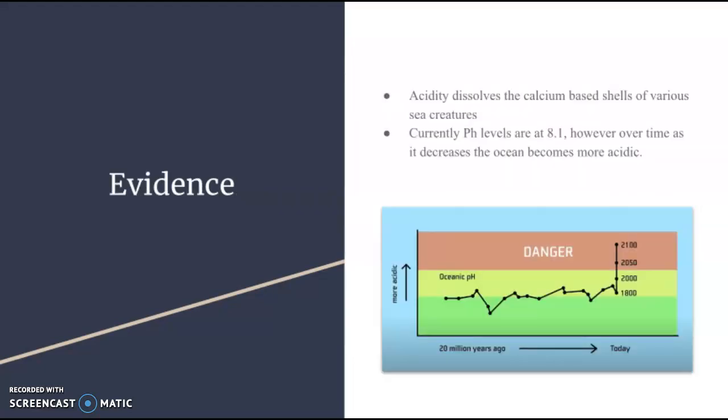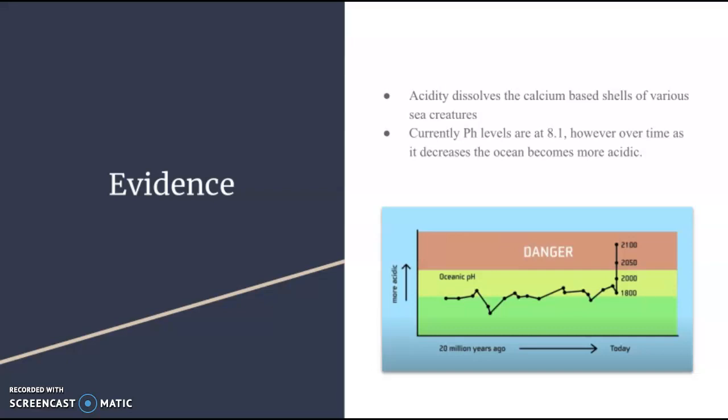And oftentimes this causes shells to dissolve. Due to the low pH levels, acidity dissolves the calcium-based shells of various sea creatures, and currently pH levels are 8.1. However, over time, as it decreases, the ocean will become more acidic, as we see.